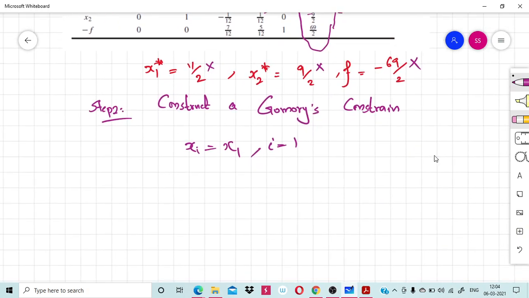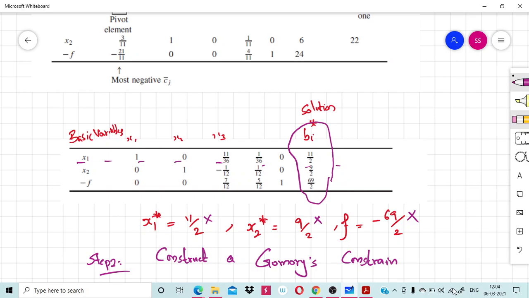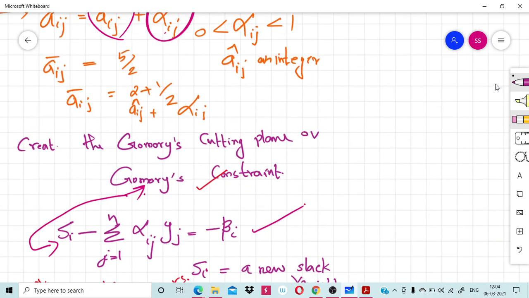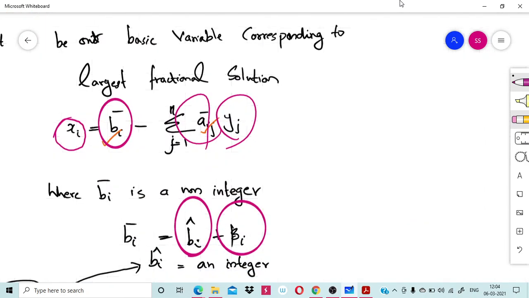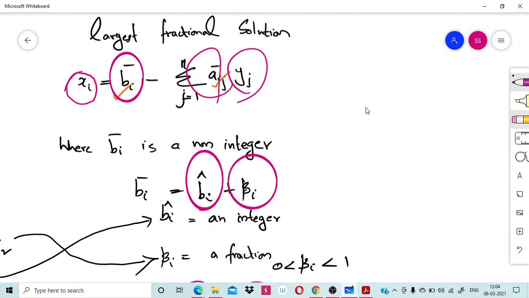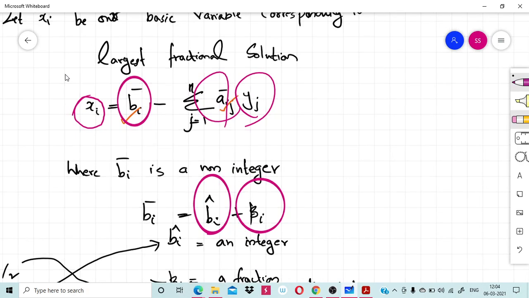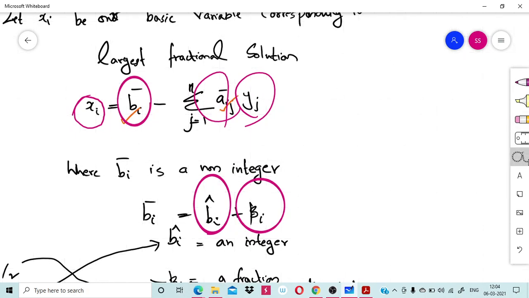So x1 is our variable. That variable you have to write like this.